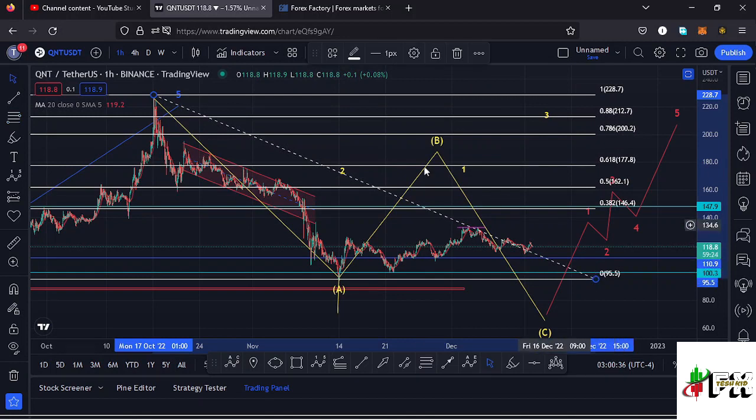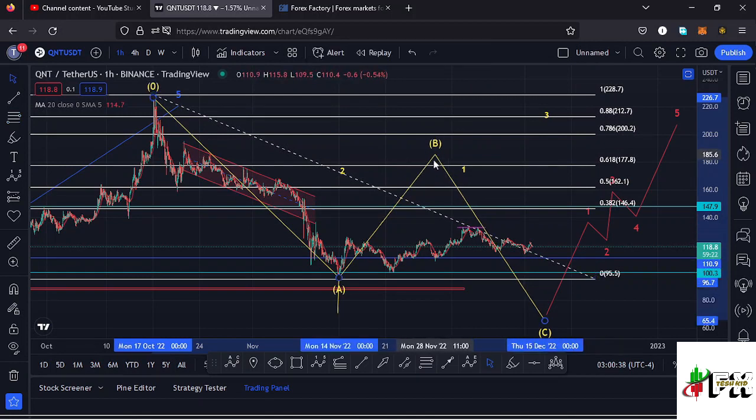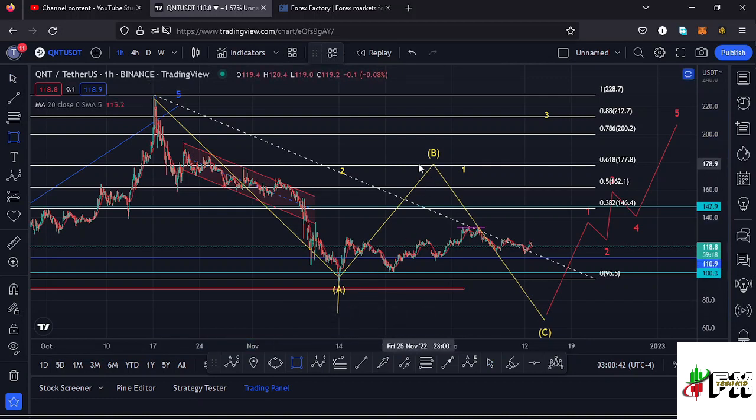That gives me a minimum target area to the upside in the formation of that wave B between the fib level 0.5 and the fib level 0.618, which perfectly lies between the $177.8 mark and the $162 mark. And we can also extend that target area back to the fib level 0.382, and that means the target area is between the $146.4 mark and the $177.8 mark.